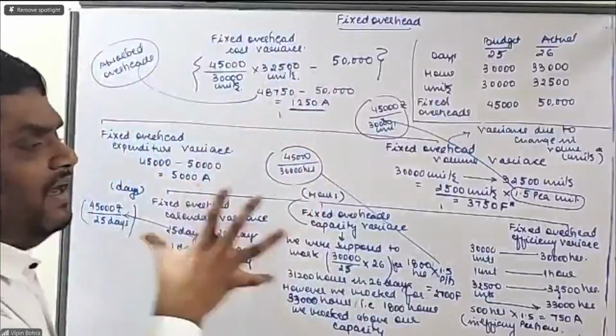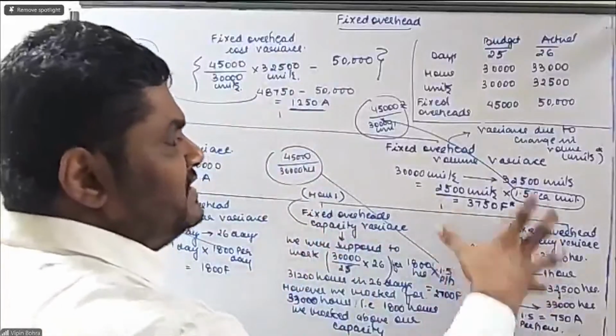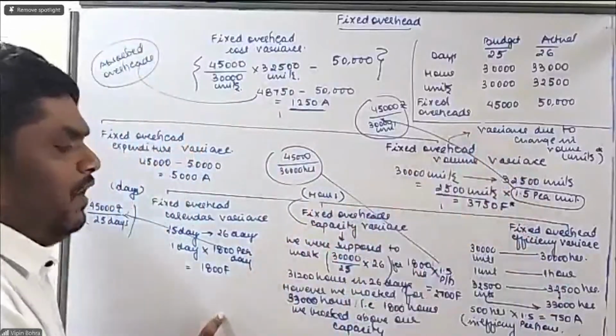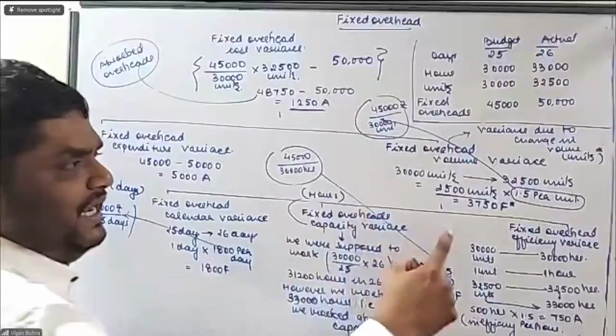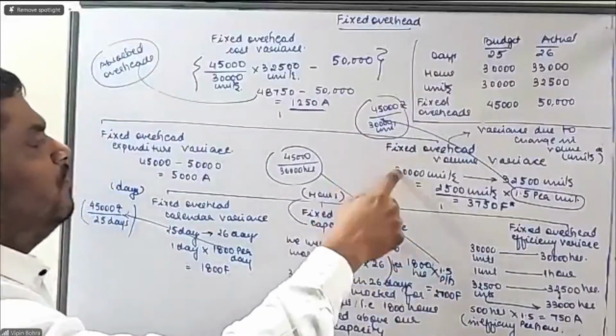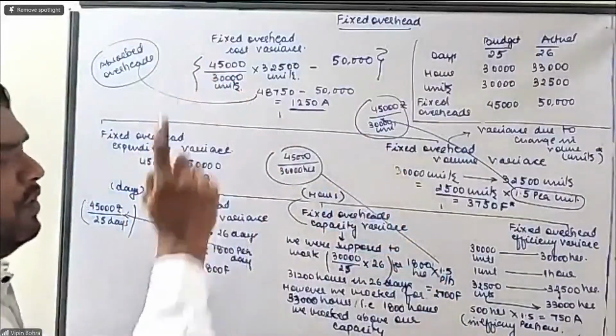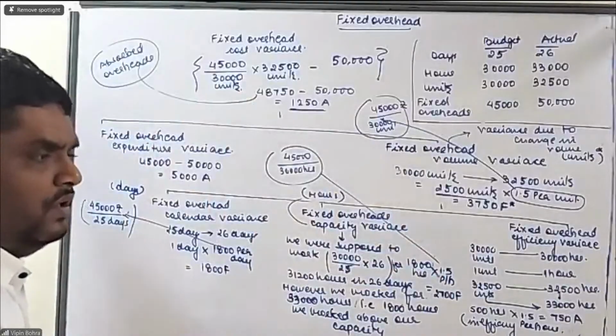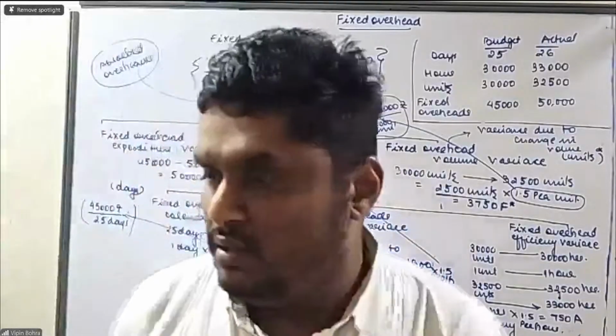Further, the total of calendar, capacity and efficiency will be volume. Volume plus expenditure will be cost. You can recheck the total also. The total will match.